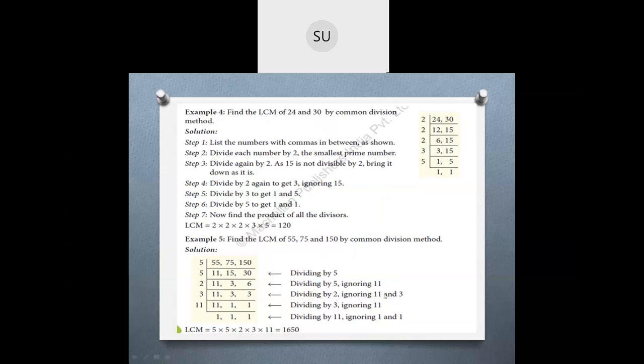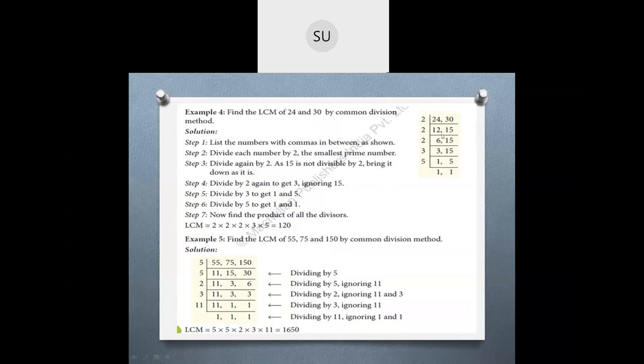So next is LCM by the common division method. The common division method is nothing but your division method only, but you're dividing both the numbers that are given at the same time. So here we have 24 and 30. We'll start with the smallest prime number, which is 2. So we'll divide 24 by 2, we get 12. Then we divide 30 by 2, we get 15. Now here you see 12 is divisible by 2 further, but 15 is not. So we'll divide only 12 by 2.